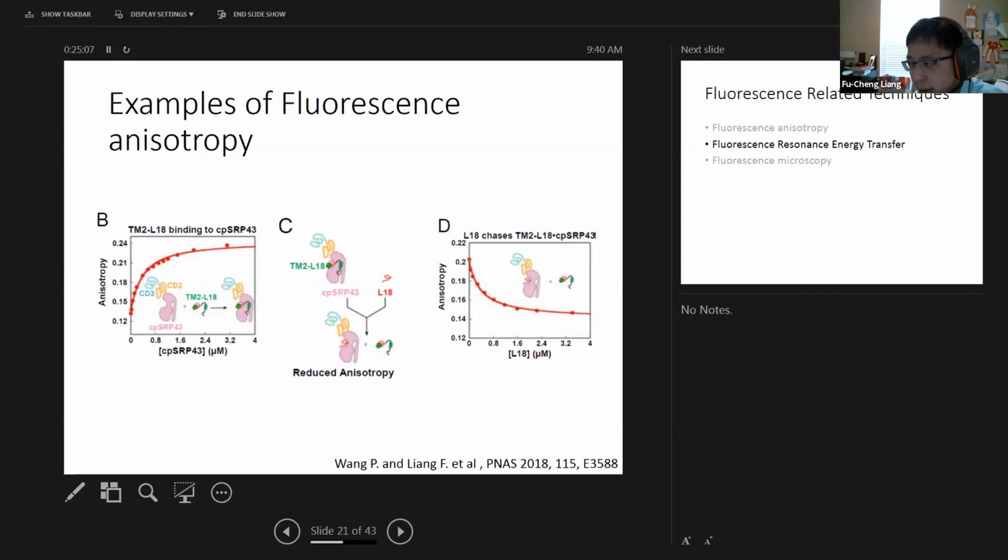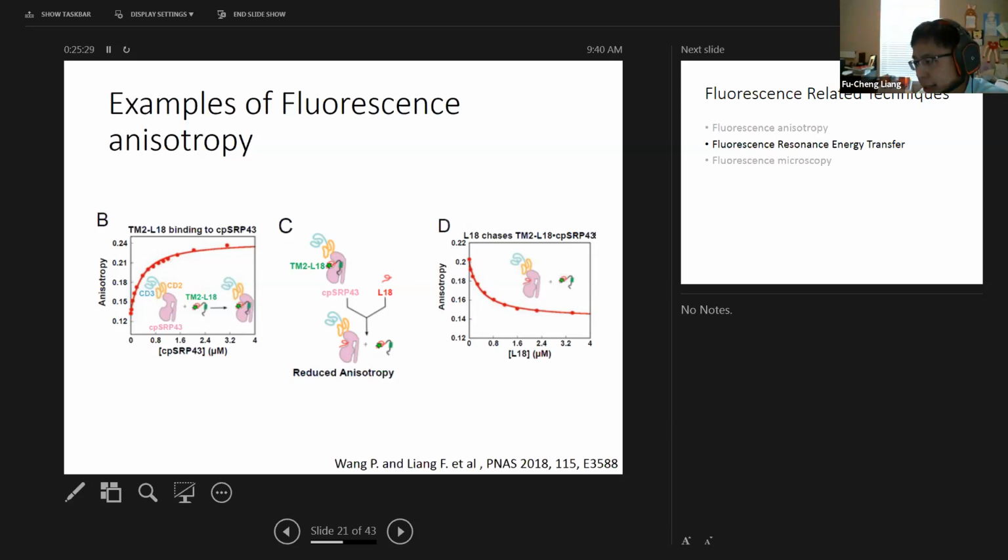as you can see in panel C here. Panel C basically tells you that if I have a big protein, the pink protein, they bind to the green ligand, which is the TM2L18, and they preform this complex. Once they preform the complex, the fluorescent dye is on the ligand. So in the beginning, you have very, very high anisotropy because the whole molecule is very, very big. It's going to slow down motion.